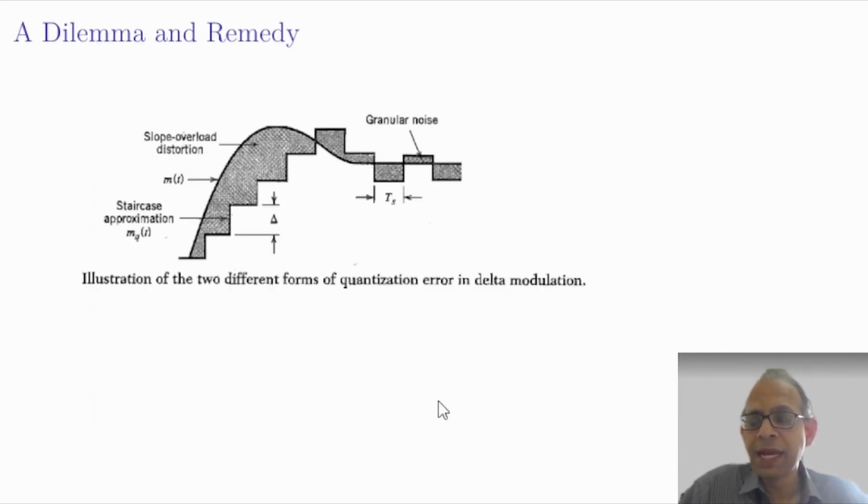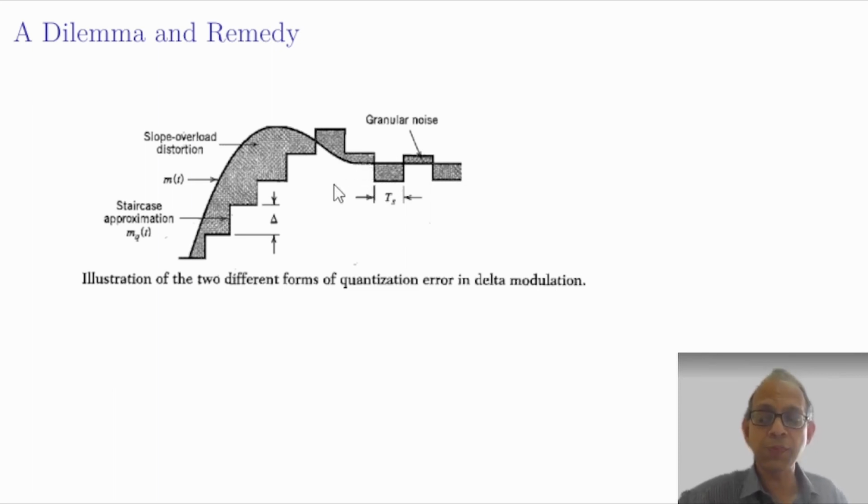Now if we again examine the slope overload distortion and the granular noise together pictorially here, we notice something very interesting. The slope overload distortion occurs because the slope of the staircase approximation is smaller than the slope of the message signal. The remedy would be to increase the slope, and the slope can be increased by increasing the step size, because we cannot reduce TS because that has been fixed by design, the sampling interval. So for a fixed TS, the slope of the staircase function, the DM wave, can be increased by increasing the step size. But if we increase the step size, what we observe is that granular noise is occurring because the signal variations are small and therefore they are contained within the step size.